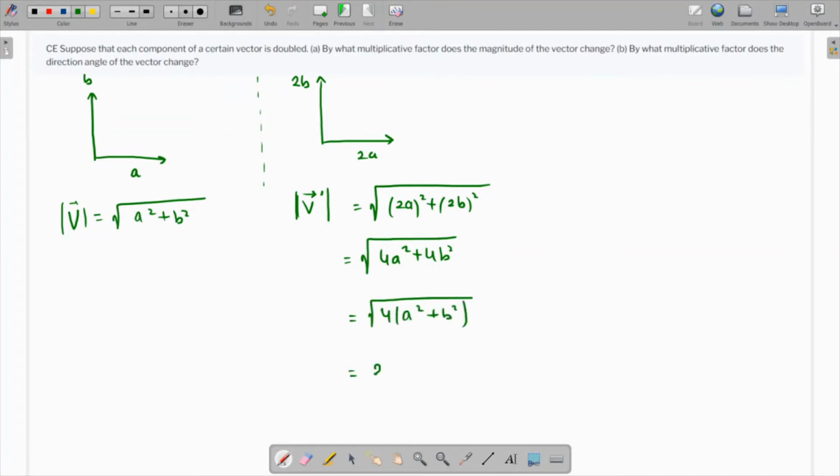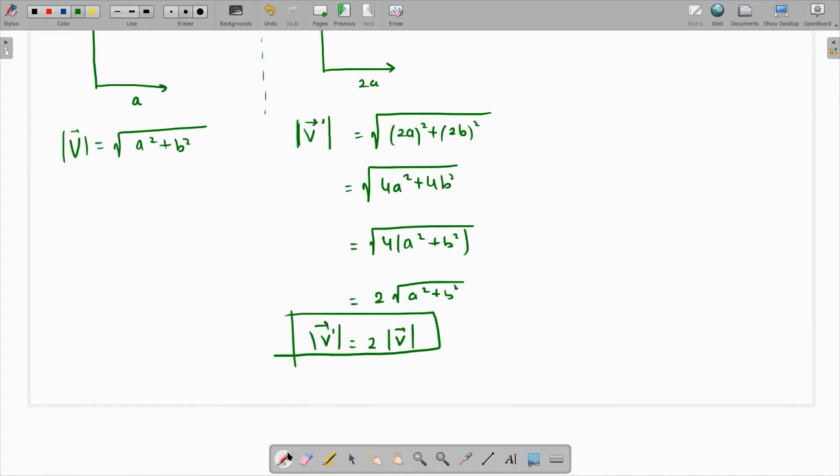The square root of 4 is 2. So that's 2 times square root of A square plus B square, and this is nothing but the initial magnitude. So by what multiplicative factor does this change? It changes by a factor of 2.